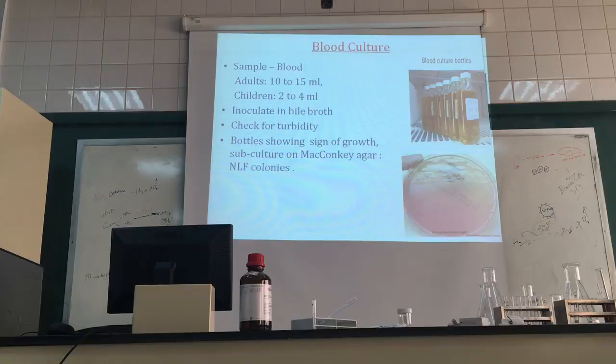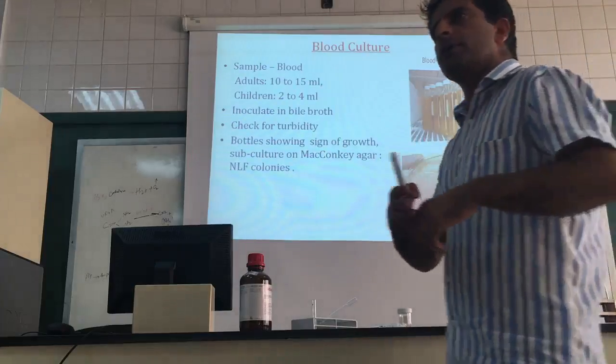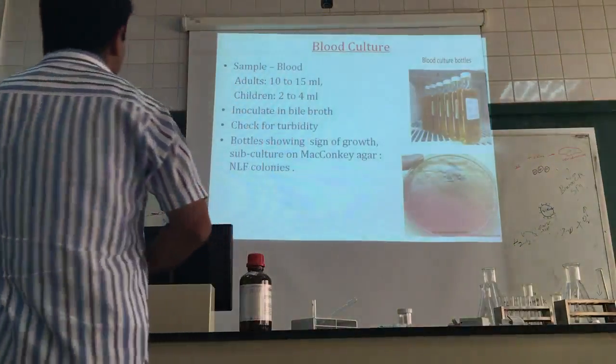But if there is turbidity, it is opaque, a change in color in the media, okay? Then what you do, you put it on a culture plate, on a solid media, to find the bacteria, whether it's gram positive, gram negative, and other tests we usually do.